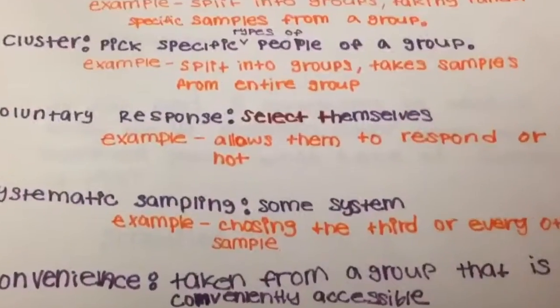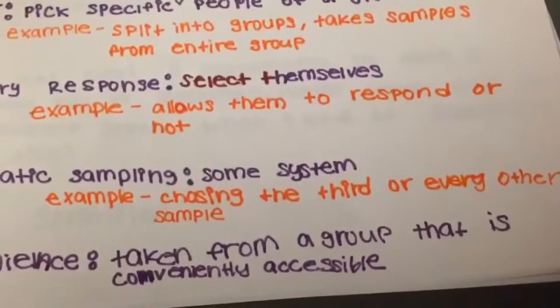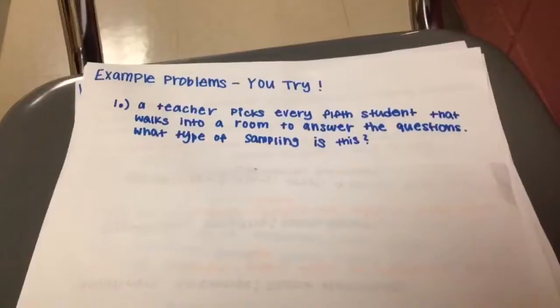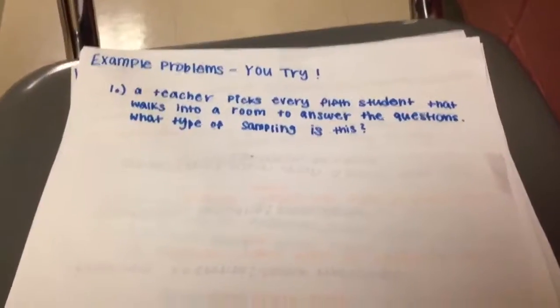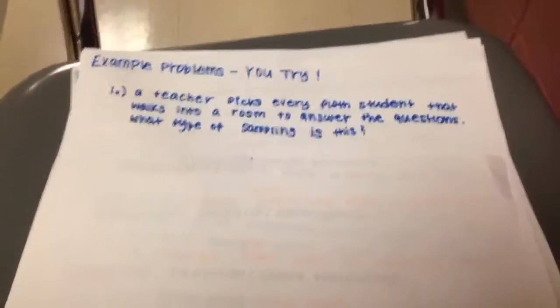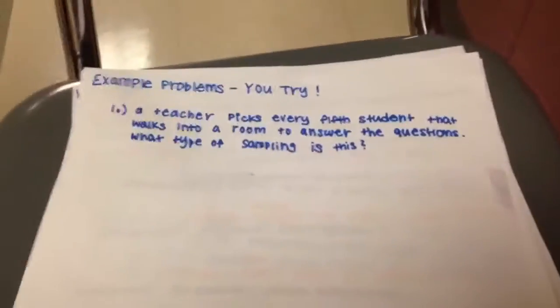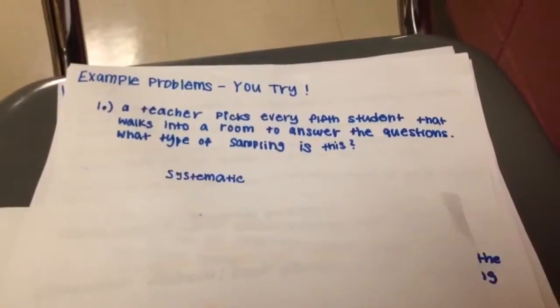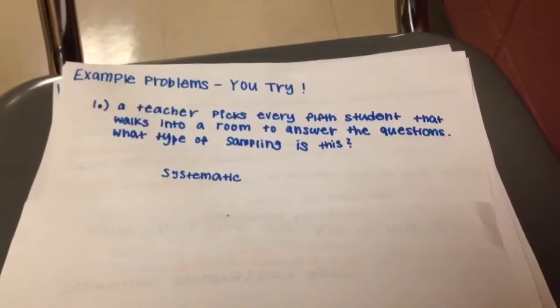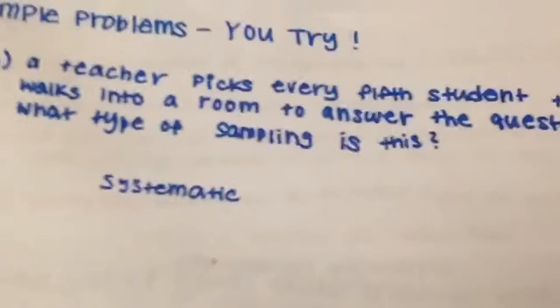Convenient is taken from a group that is conveniently accessible. The teacher picks every fifth student that walks into a room to answer the questions. What type of sampling is this? This is systematic because the teacher has a system in picking the responders.